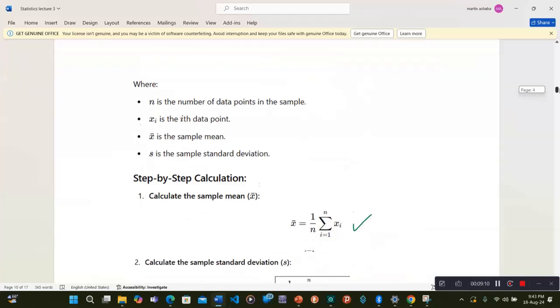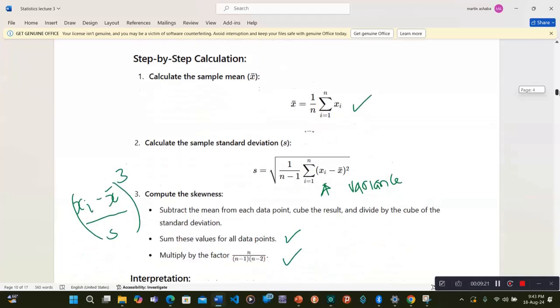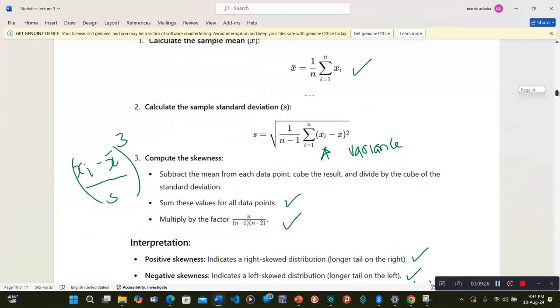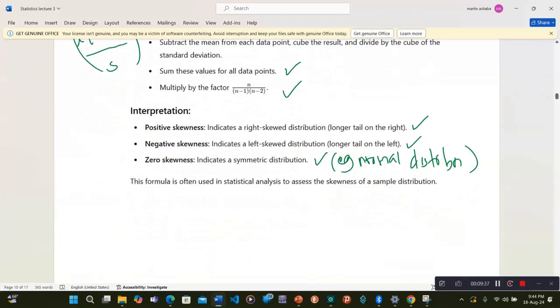So where n is the number of data points, xi is the ith data point, x bar is the sample mean, s is the sample standard deviation. Then x bar, which is the mean, you can calculate it with the usual formula. Then the sample standard deviation, you can calculate it as that. Then you multiply by this factor n out of (n minus 1)(n minus 2).